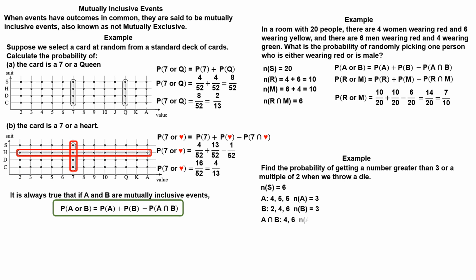A and B is 4 and 6. The number of A and B is 2. The probability of A or B is the probability of A plus the probability of B minus the probability of A and B. After simplifying, we get 2 over 3.